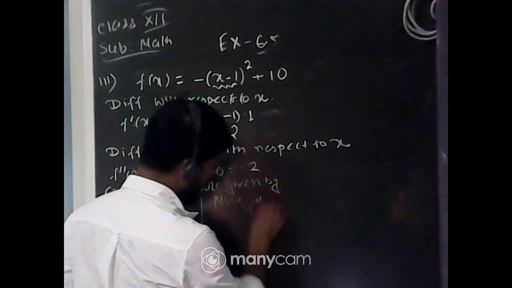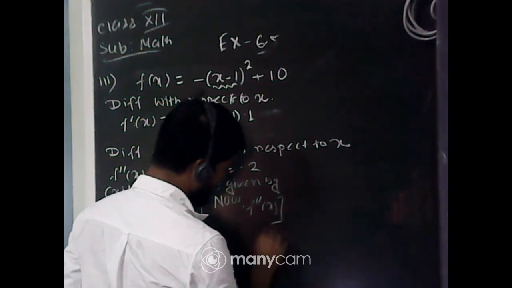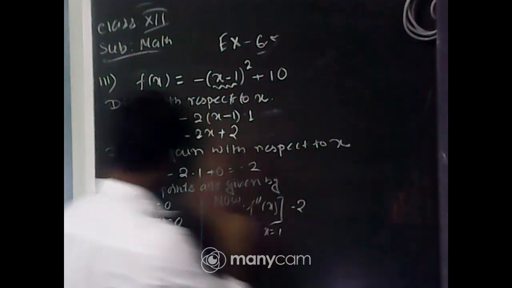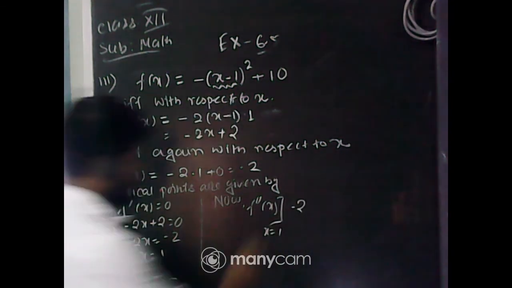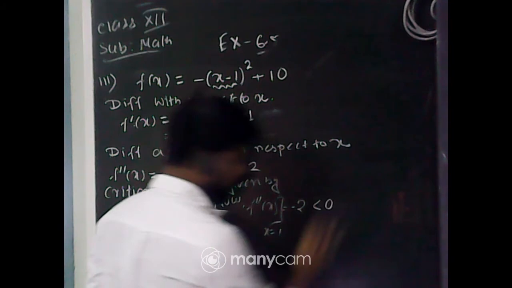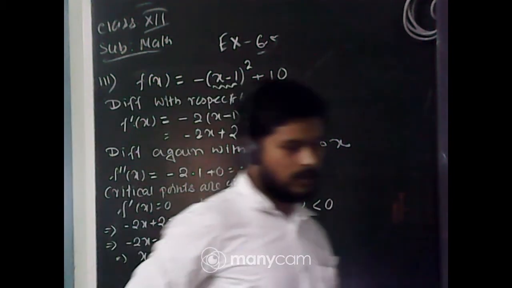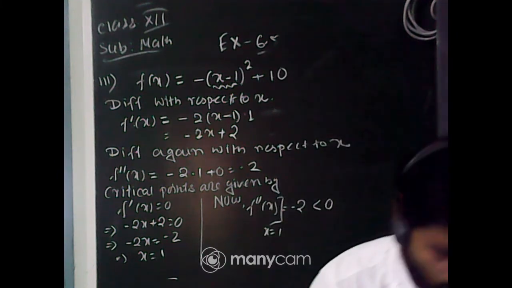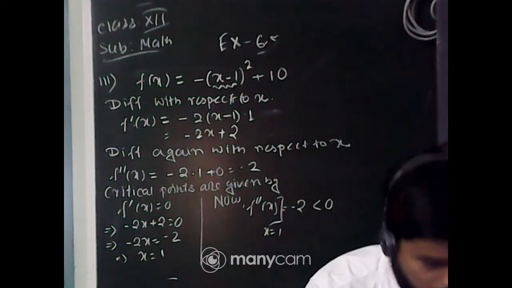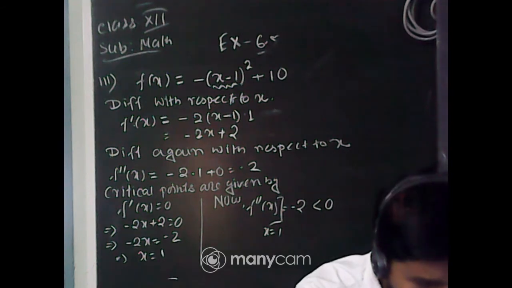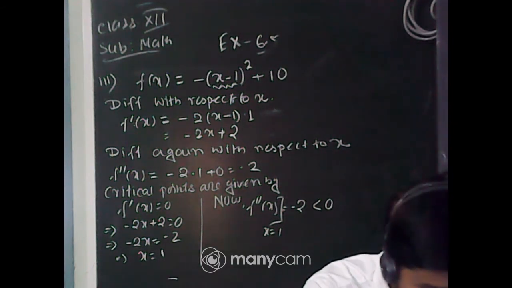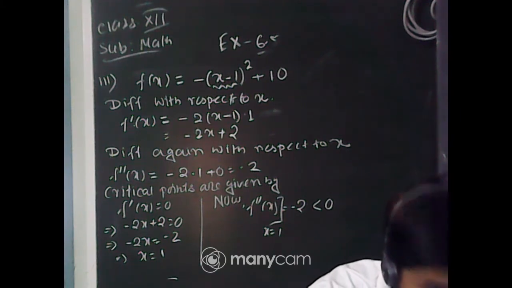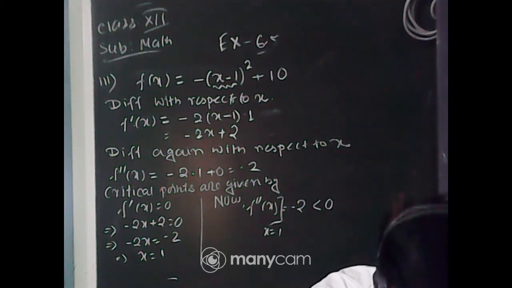Now f double dot x at x is equal to 1 is equal to minus 2, because f double dot x is a constant function. Now look, it is less than 0. Now tell me one thing, when the value of f double dot x is less than 0, so what happened? It has a maximum value. Very good, it has a maximum value.